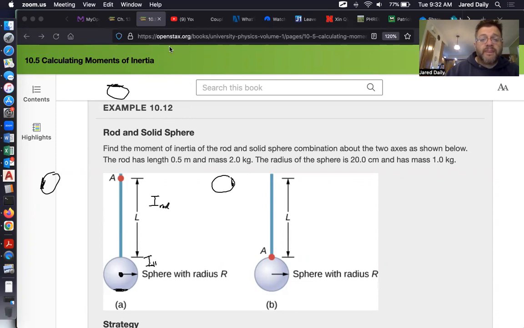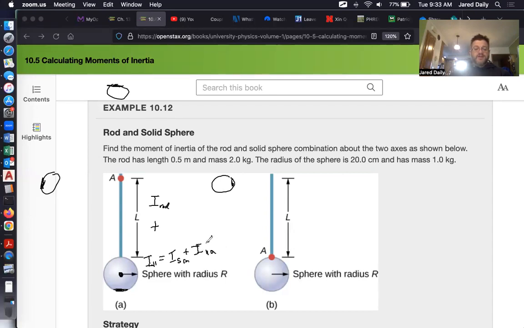So that means that we have to add to this. This is the moment of inertia of the rod, but instead of just adding to it the moment of inertia of the sphere, we have to add to it the moment of inertia of the sphere according to the parallel axis theorem. So the parallel axis theorem says that this will be the moment of inertia of the sphere itself around its center of mass, sphere center of mass, plus the moment of inertia of the sphere as if it's a point particle around the parallel axis A. This is the parallel axis A.